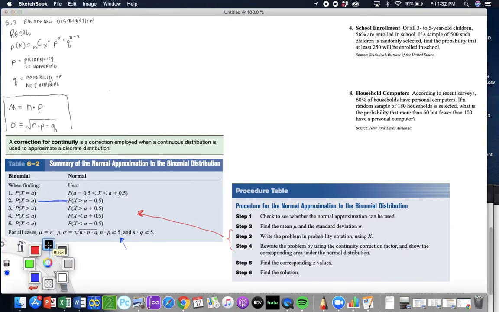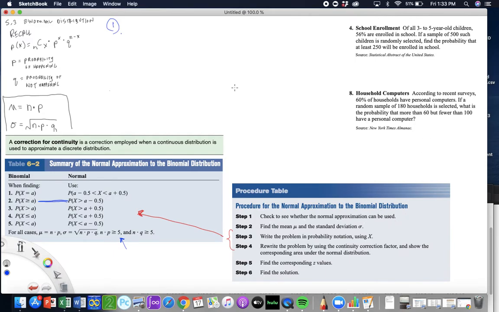You can tell that these steps get a little bit long-winded and a little bit cumbersome. So let's see here. I'm going to start out. Let's just see if I can use this particular method. Let me put it in blue again. So the first step I need to do here is check to see whether the normal approximation can be used.